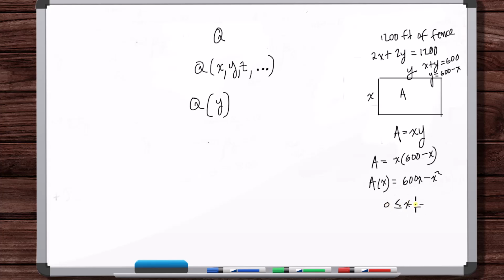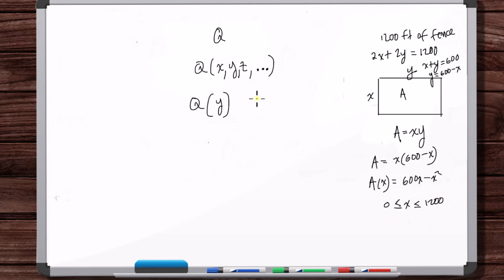So x is going to be greater than or equal to 0 and less than or equal to, well, something. X could be 0. The area would be 0. If x is 0, y is 1200. Or you could have x be 1200, y is 0. But nothing outside of that would make any sense. So this is the domain.